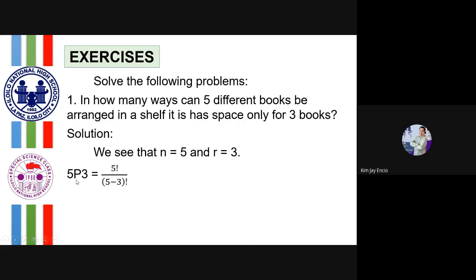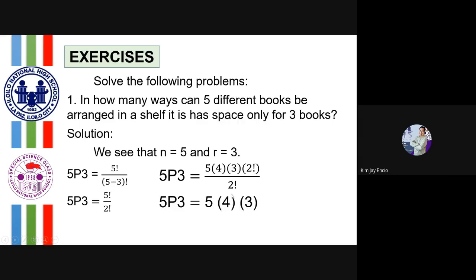So 5 permutation 3 will give us 5 factorial all over 5 minus 3 quantity factorial, which simplifies to 5 factorial over 2 factorial. And continuing this, the 5 factorial could be expressed as 5 times 4 times 3 times 2 factorial, still all over 2 factorial. Canceling them, or dividing them, will become 1.